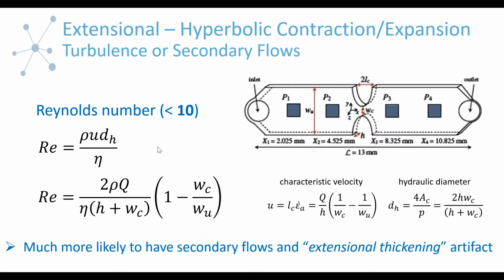And what you can see here is that it's been shown experimentally that at a much lower Reynolds number, you will see a transition to turbulent behavior, or you'll have problems with secondary flows. And so you're much more likely in this system to have what looks like an extensional thickening artifact. So it's always very good when you're analyzing your data, and we'll see in a second some data where I think this might be happening, to look at it with a critical eye and try to understand what you're seeing.